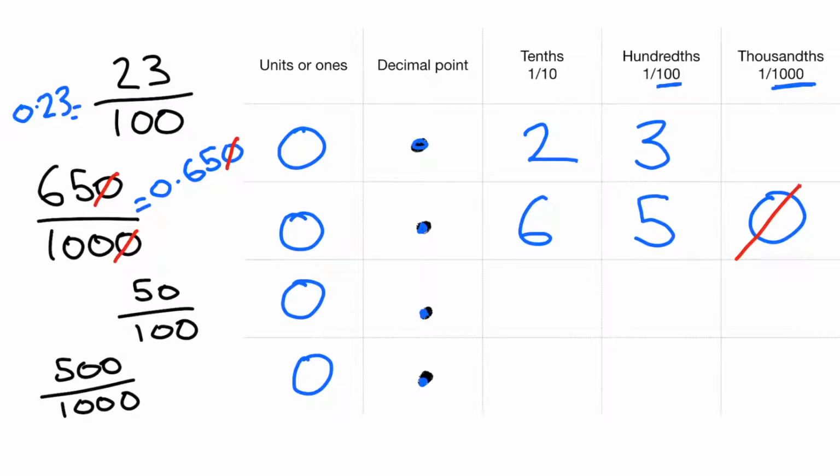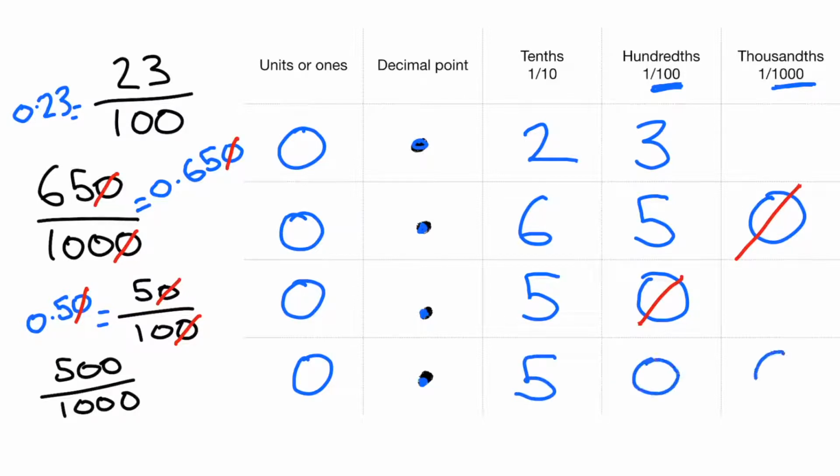Means the same thing. Next fraction, 50 over 100 is 0.50. However, you can again chop off that 0. So you've got 0.5 or 5 over 10. Next fraction, 500 over 1000. 0.500. Once more, we can get rid of some zeros. Because 0.500 is the same as saying 0.5, or simply 5 out of 10.